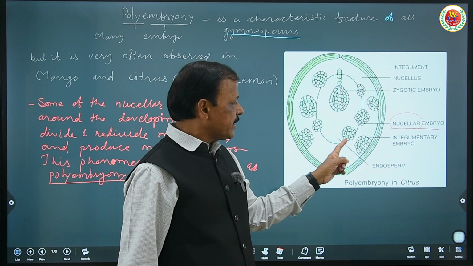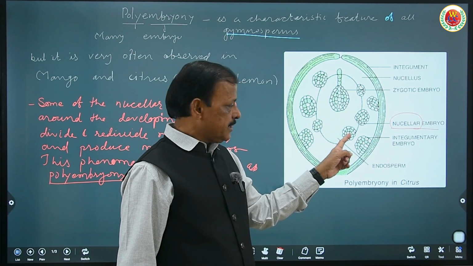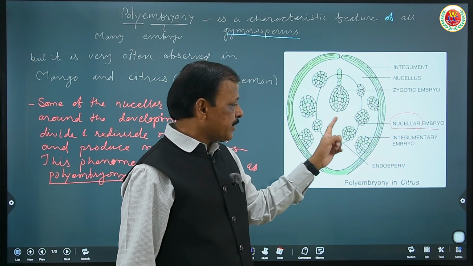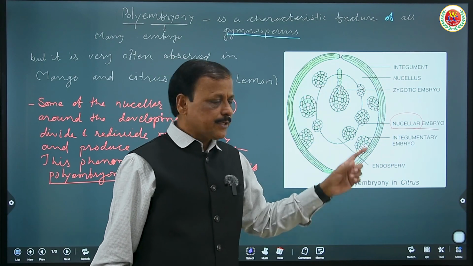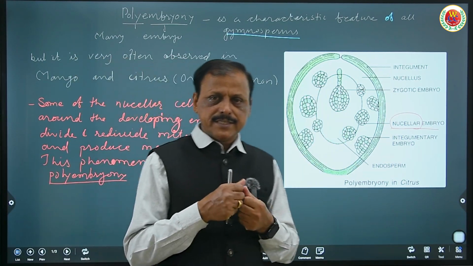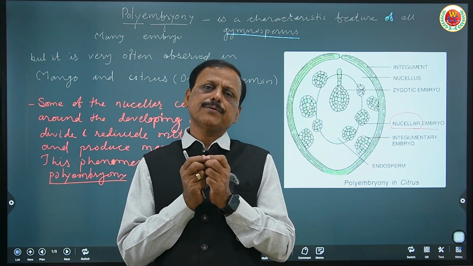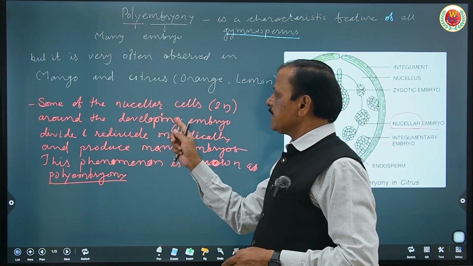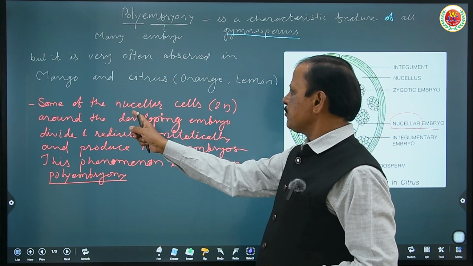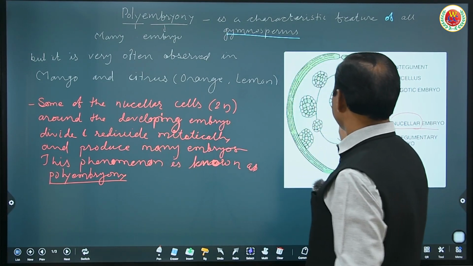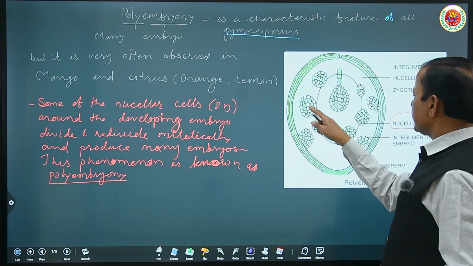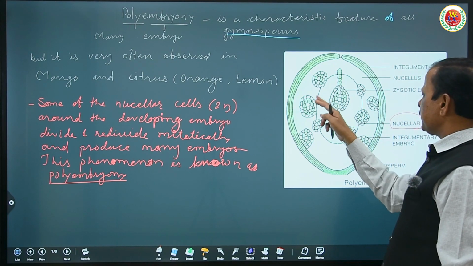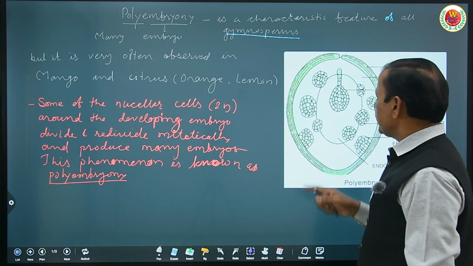They divide and redivide and produce a mass of cells which is structurally and functionally similar to the original embryo which developed from the zygote, and hence that many embryos are produced in one seed. If we crush a citrus seed, you will find more than one embryo, and that phenomenon also has to be studied in practical. This is exactly the definition: some of the nucellar cells around the developing embryo later divide and redivide to produce a mass of cells which are functionally similar to the embryo developed from the zygote.